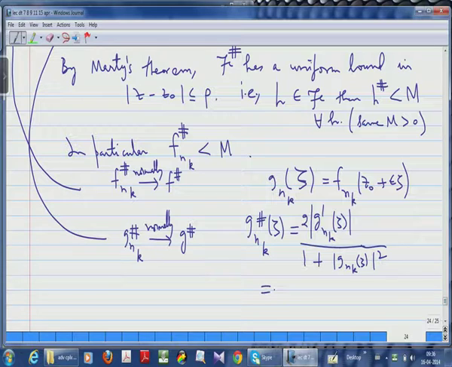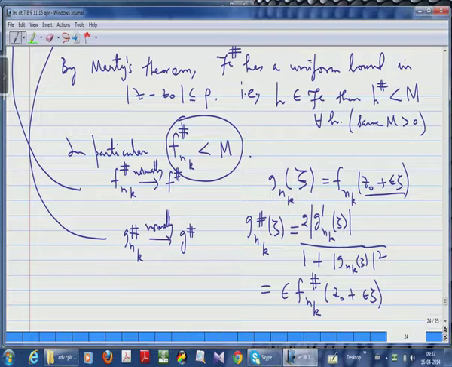But if I differentiate g_nk with respect to ζ, it is the same as differentiating f_nk, and then by the chain rule differentiating the argument of the f_nk with respect to ζ, and that will bring me a multiple of ε. So what I will get is ε times f_nk# evaluated at the scaled variable z0 + εζ. The f_nk's are all bounded by M, so this is bounded by εM.